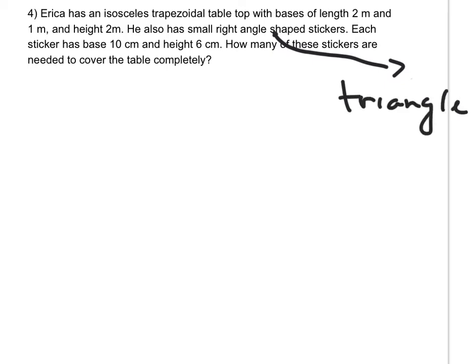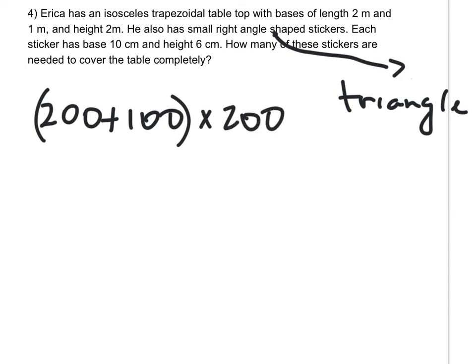Okay. So again, you're going to have to find the area of the tabletop in meters. So the bases are 2 and 1. Okay, so that's 2 meters, which is 200 centimeters. Remember, you add the two bases. You multiply by the 200 and you divide by 2. Okay? So that's the area of the trapezoidal tabletop. Okay, so we're changing it all into centimeters because we're going to be working with the area of the stickers, which are also centimeters.